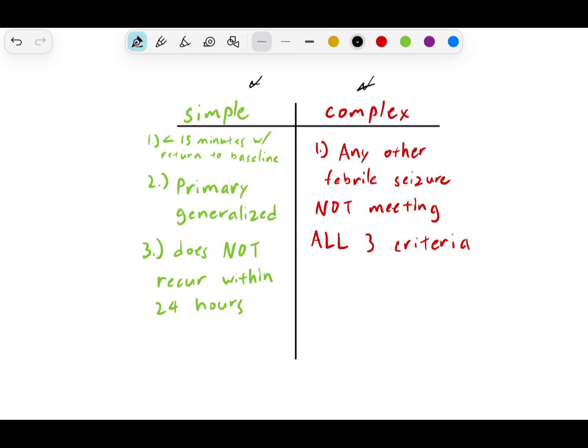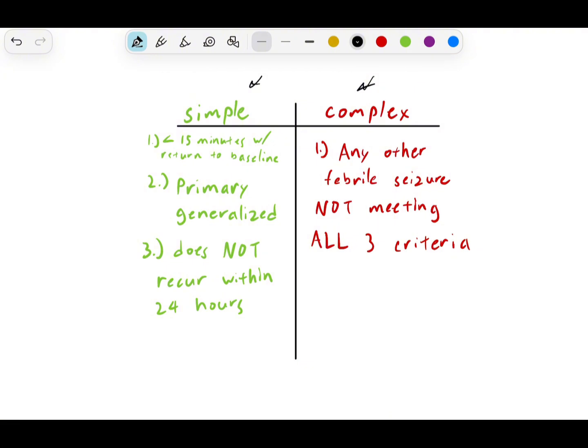So for a simple, it needs to meet three criteria. One, it needs to be less than 15 minutes with a return to baseline. Okay, and that return to baseline essentially means that they are back to their normal neurologic status. Two, it is primary generalized. So what does that mean? That's full body tonic-clonic seizures. And three, it does not recur within 24 hours. So it's just a one and done, and there are not multiple back-to-back in 24 hours.